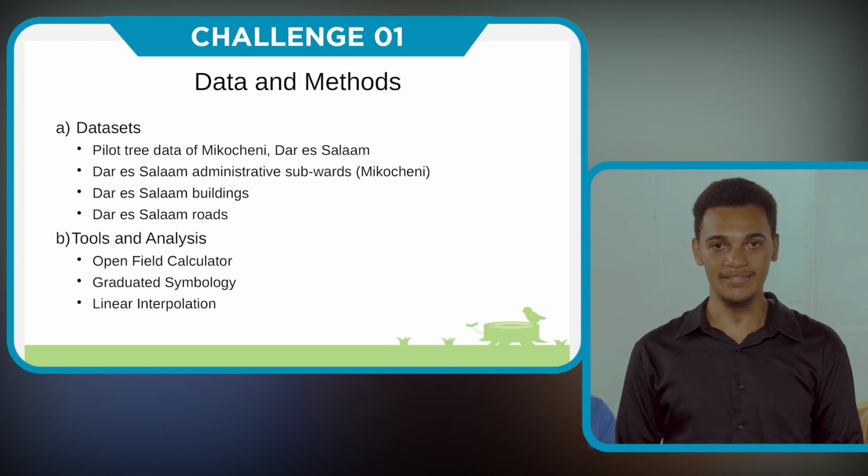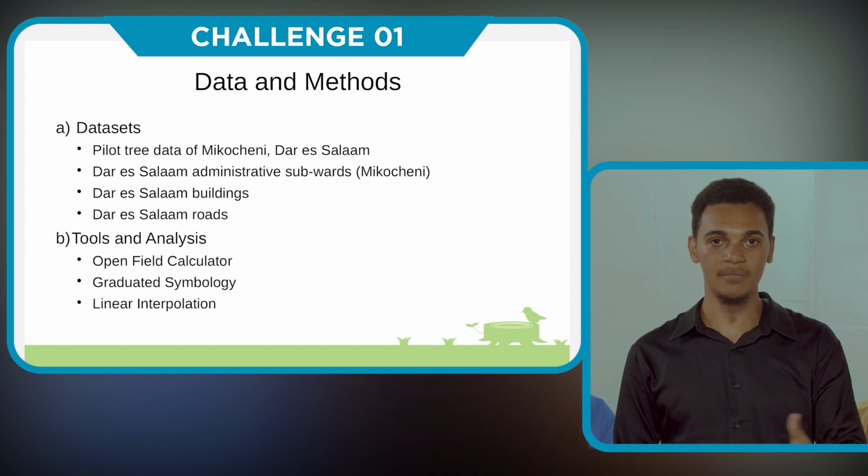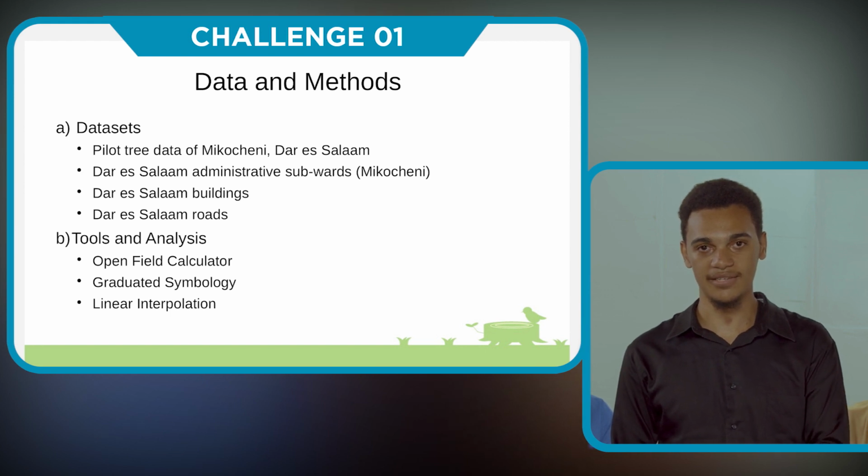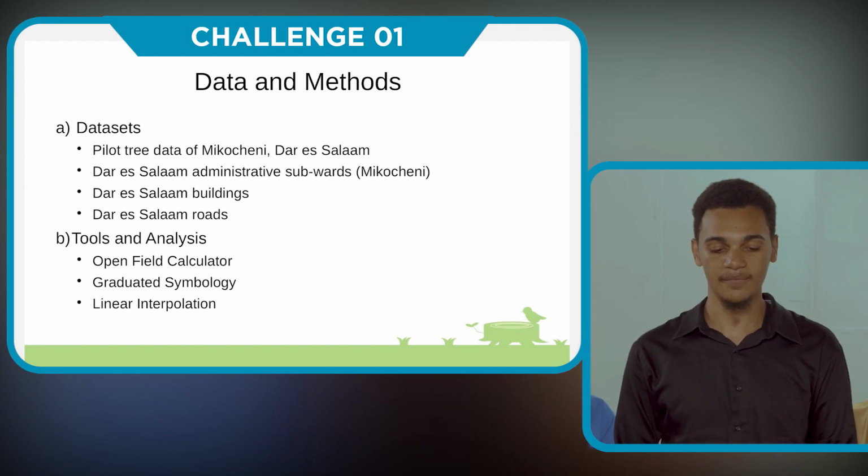The tools and analysis that we used were all from QGIS. These are all inbuilt tools. The first one was the field calculator. Within our data set, we had the diameter of each tree, which we were then able to convert to above ground biomass. And then that was converted to carbon. And finally, carbon was converted to carbon dioxide, all in kilograms.